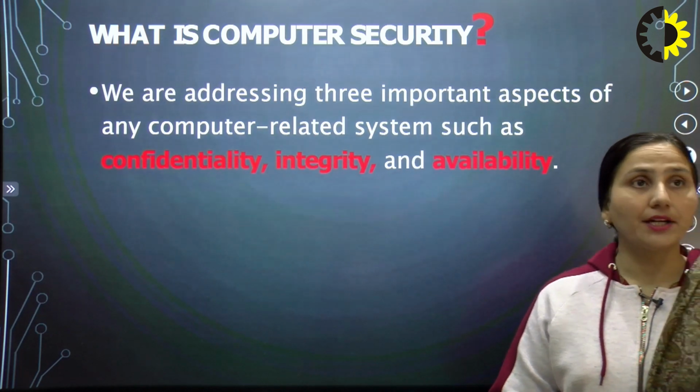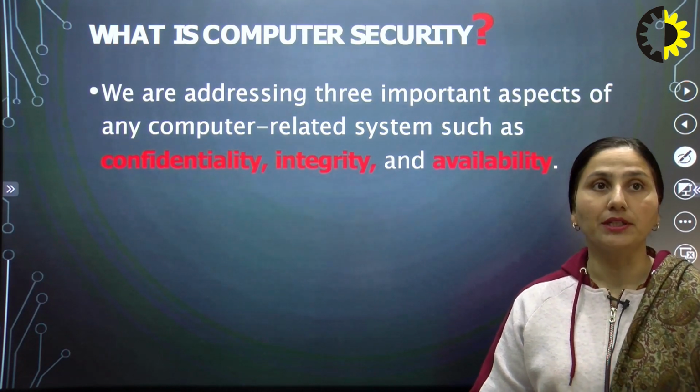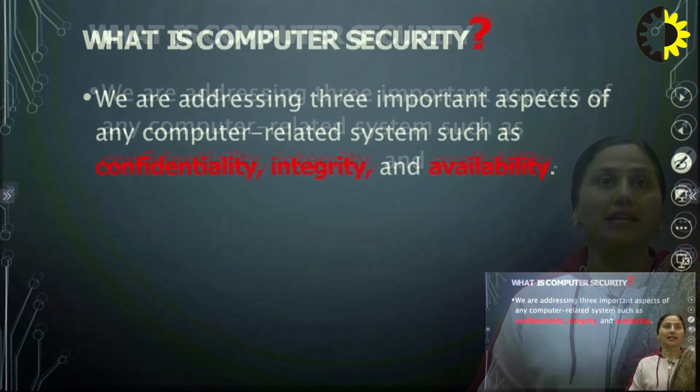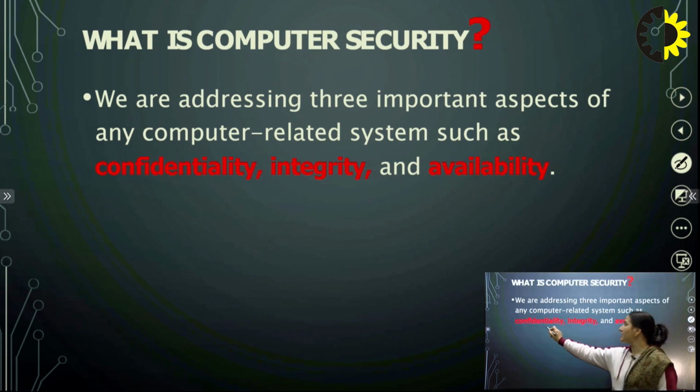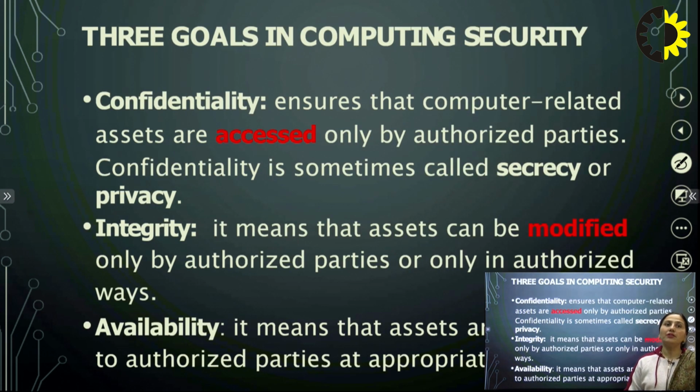Here we are addressing the three important aspects of any computer system: the confidentiality, the integrity, and the availability of the data. These are the three goals in computer security: confidentiality, integrity, and availability. Now, we start with the first one. What is confidentiality? What do you understand by the term confidentiality?